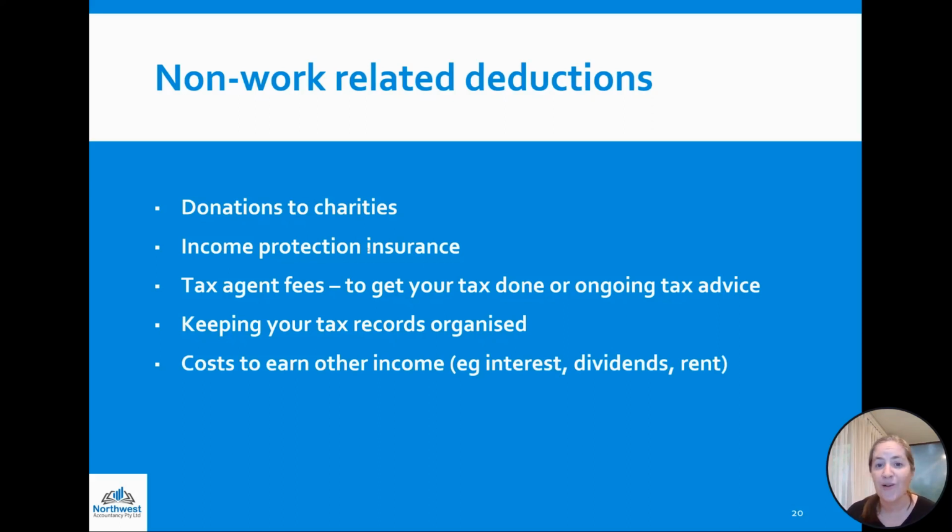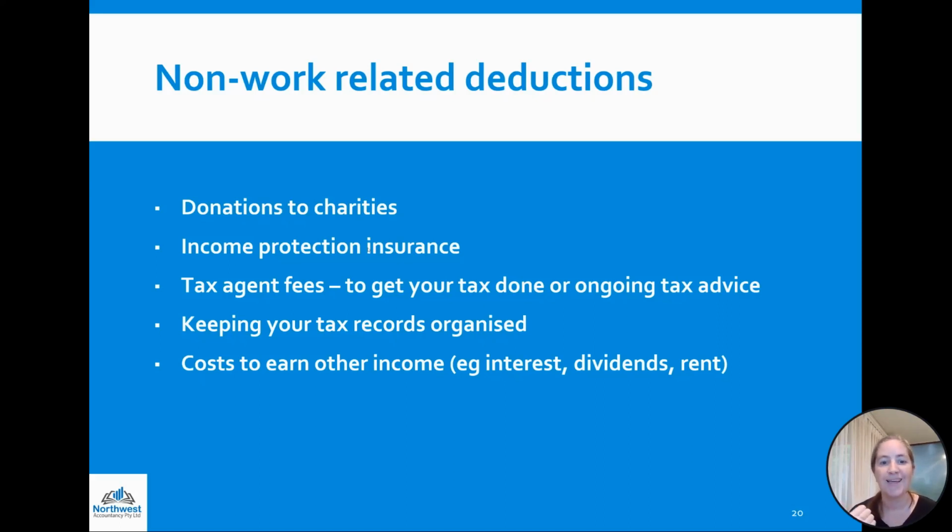Costs to earn other income. So interest, dividends, rent. So rent, anything that's rental related that you spend. I will expand on income protection in just a moment. So anything you spend in relation to earning rental income is claimable against that rent. Anything you pay for in relation to earning dividends is claimable against those dividends.